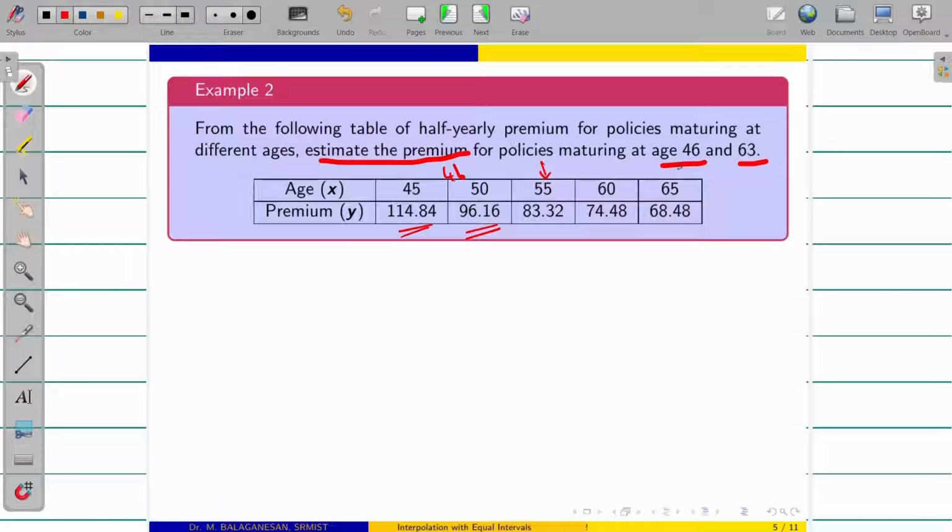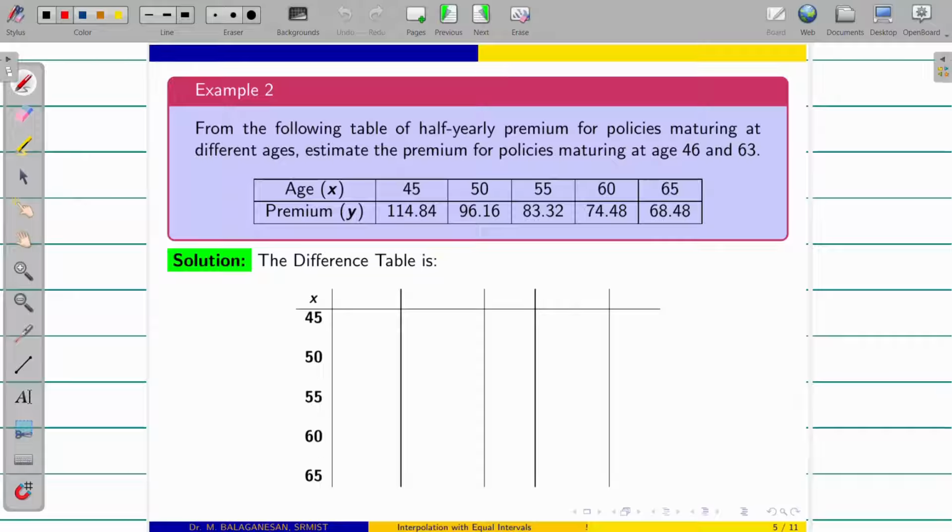Similarly for 63, 63 will take place here. So the answer should be between 74 and 68. It's in decreasing order, right? Before the middle level, we can apply forward. After the middle level, 63 is after the middle level, so it is backward. Suppose they ask for 55, either you can apply forward or backward here. That's it. Now the same way we are going to proceed here also.